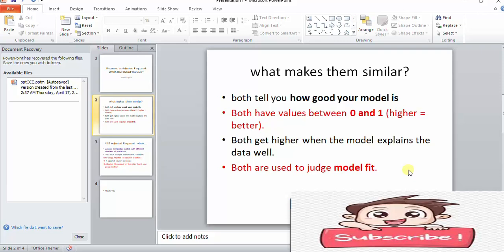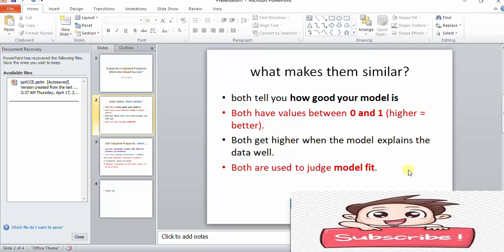By looking at the value of R square or adjusted R square, it is possible in both cases to evaluate, judge, and explain the model fit levels in your regression. Because both R square and adjusted R square tell how much percent of your dependent variable is explained by your independent factors or independent variables.